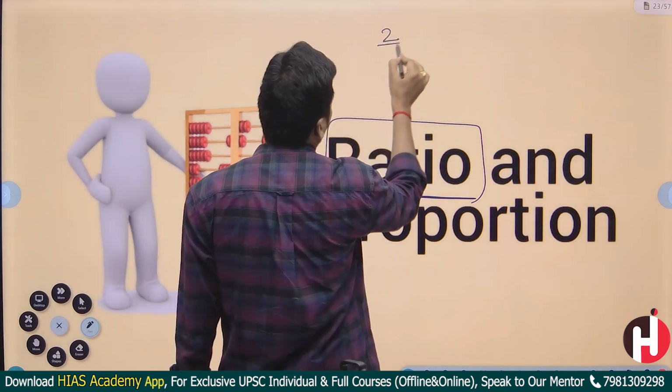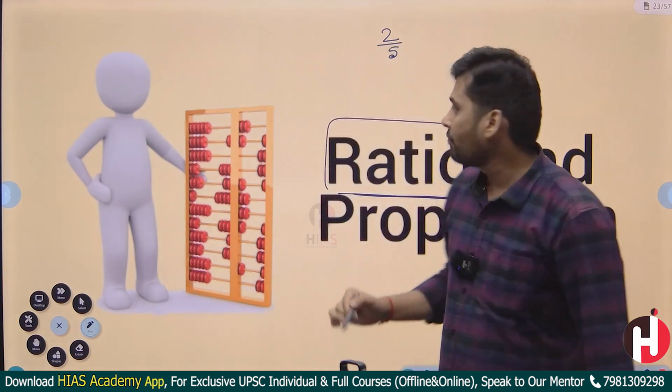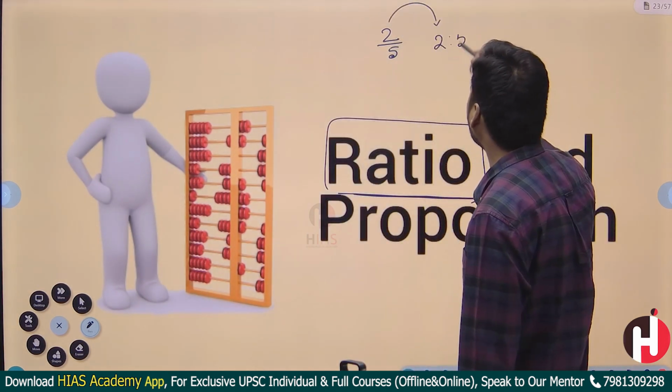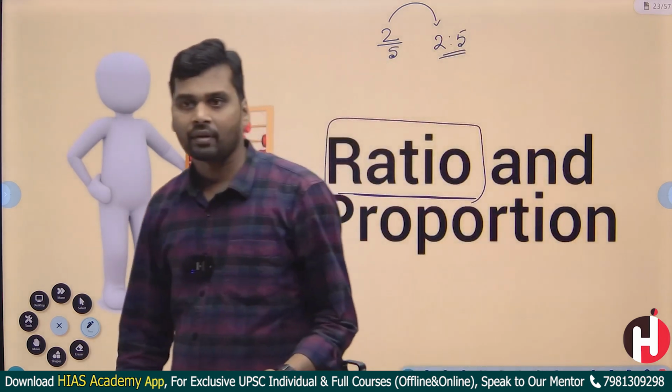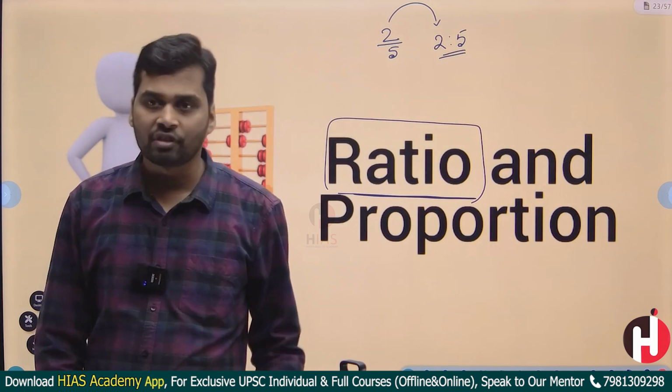Generally in fraction, how do we write that? 2 by 5. 2 by 5 is called what? Fraction. The same fraction can also be written in the form of what? A ratio, which is nothing but 2:5. So fundamentally a ratio is nothing but what? A fraction only. Fraction and ratio are the same.